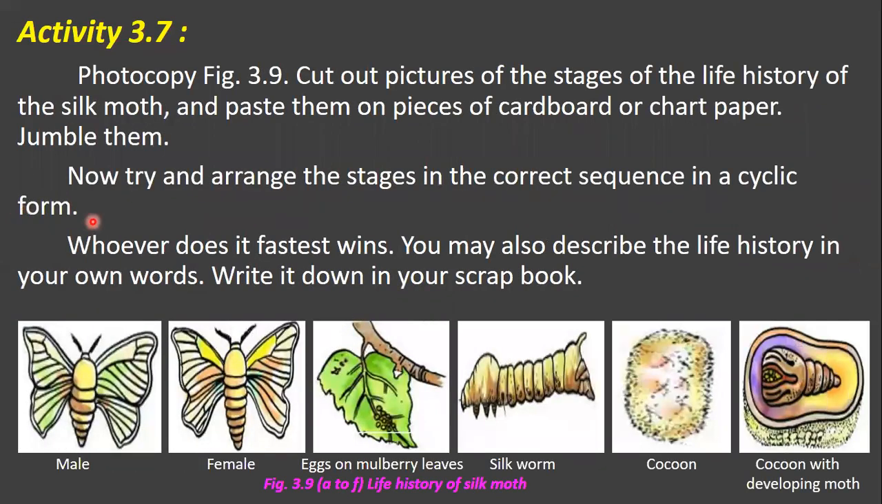Next activity is here. Figure 3.9 has been given here. These are the adult silk moths, male and female. Next is the eggs on mulberry leaves, silkworm, cocoon, and then cocoon with a developing moth. You have to cut out the pictures of the stages of the life history of a silk moth and paste them on pieces of cardboard or chart paper and then jumble them. Now try and arrange the stages in the correct sequence in a cyclic form.